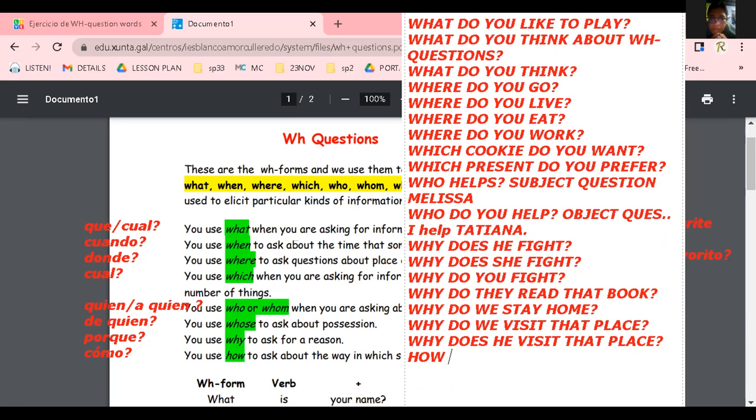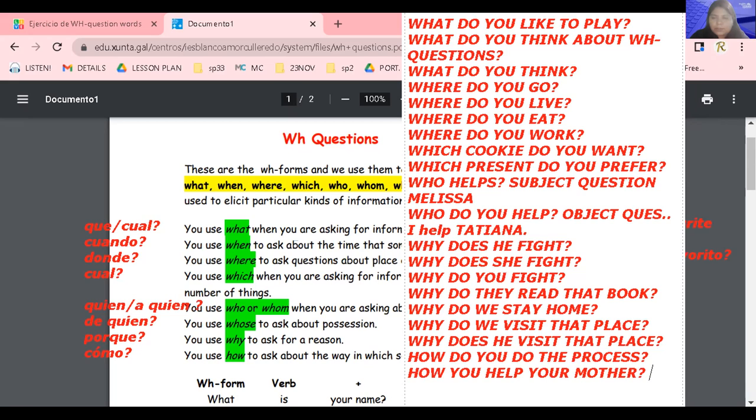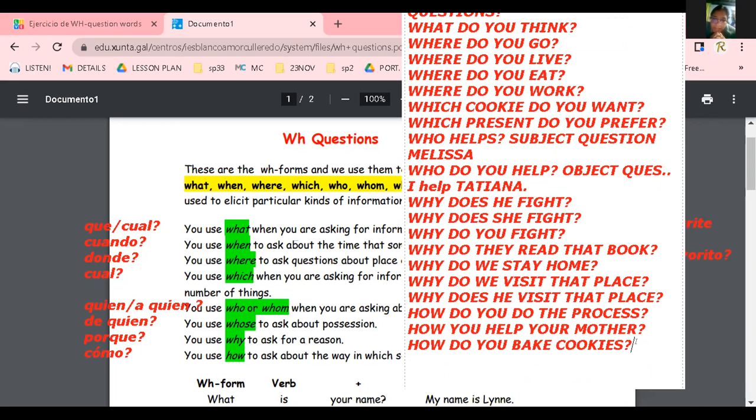Seguimos ahí con how. How do you do the process? ¿Cómo haces el proceso? How do you help your mother? ¿Cómo ayudas a tu mamá? How do you make cookies? How do you bake? Make or bake. Ahí le vamos a poner hornear. ¿Cómo horneas las galletas? Okay. ¿Cómo se sienten, chicas?